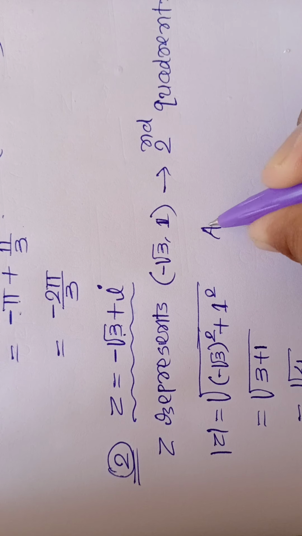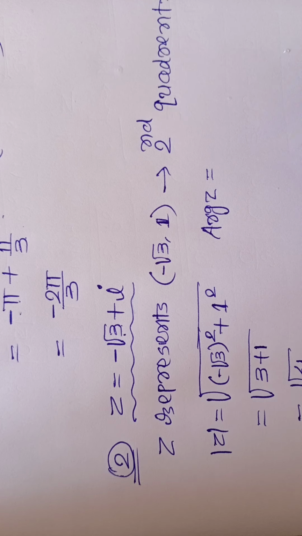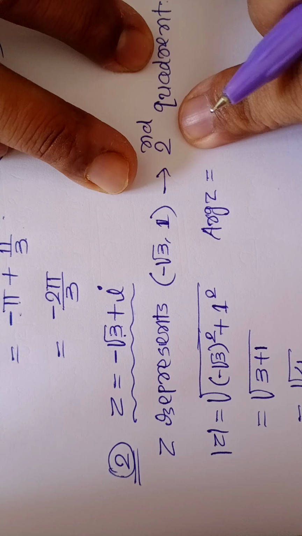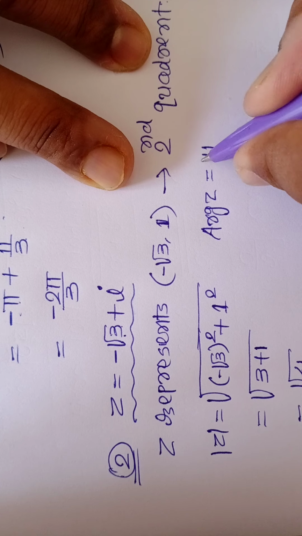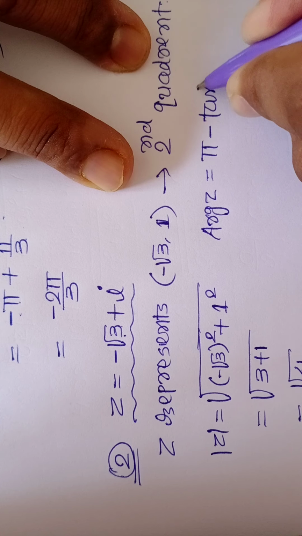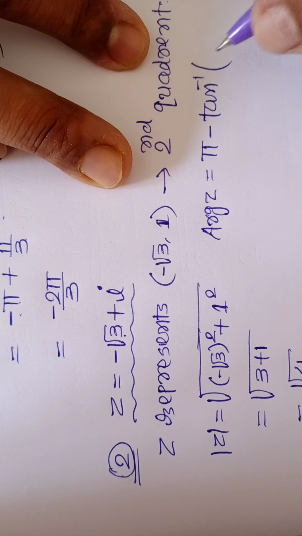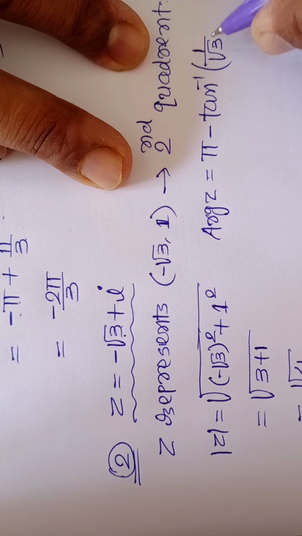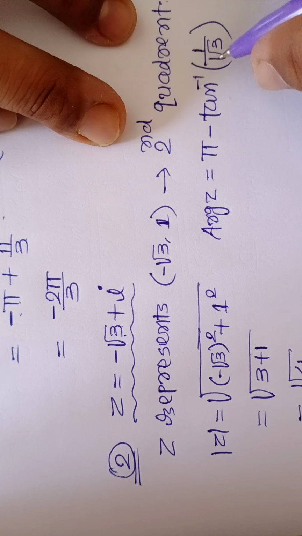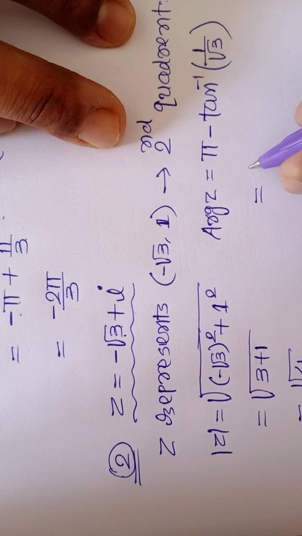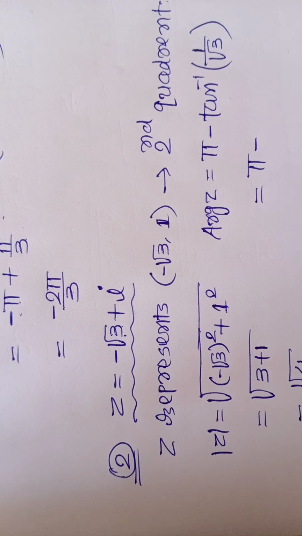And what is the argument of z? You know that in the second quadrant your formula is pi minus tan inverse b by a. So pi minus tan inverse of 1 by root 3. Remember, we write this as positive. Now do you know what tan inverse 1 by root 3 is? It is actually pi by 6, which means 30 degree, and 30 degree can be written as pi by 6.